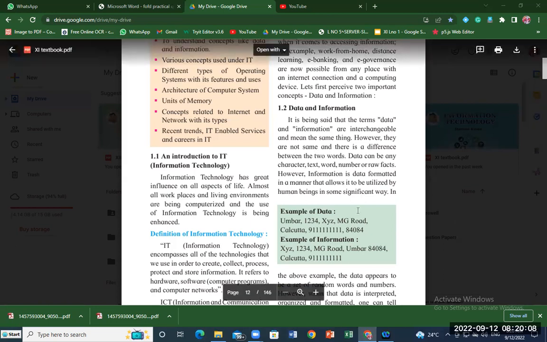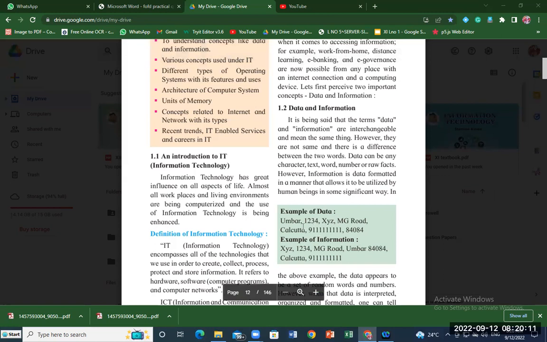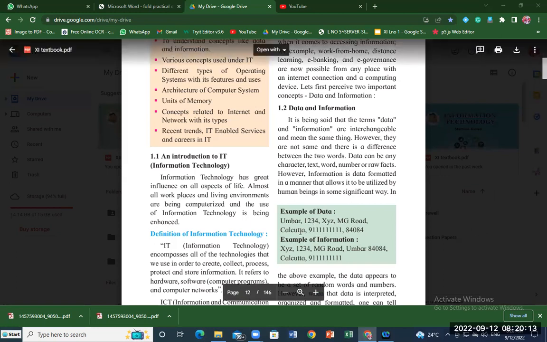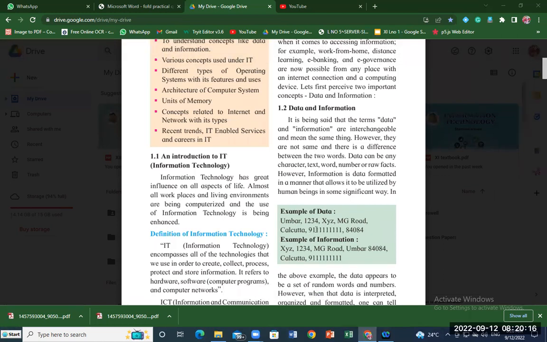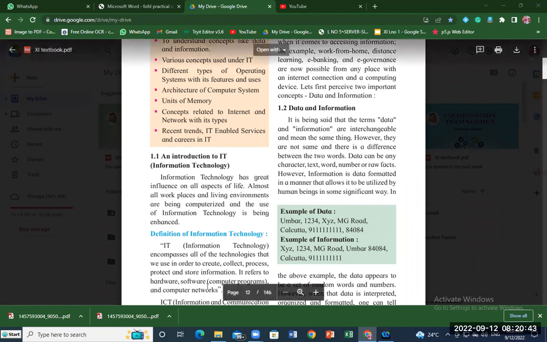For explanation, here examples are given: a data example and an information example. First we'll see here: Umber 1234 XYZ MG Road, Calcutta, 91114848084. By looking at these two lines, I can understand Calcutta. If I see MG Road, I can understand, yes, it's an address, right? But I can't get the information what exactly these numbers are, what is 1234, what is XYZ. I am not able to understand this, correct?